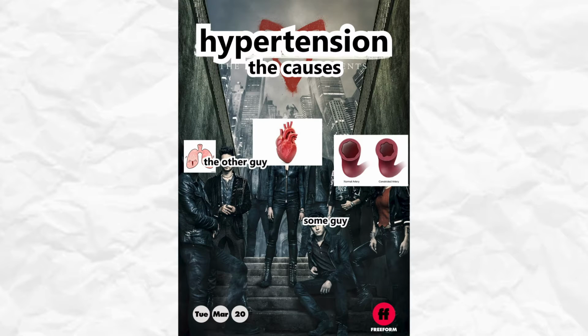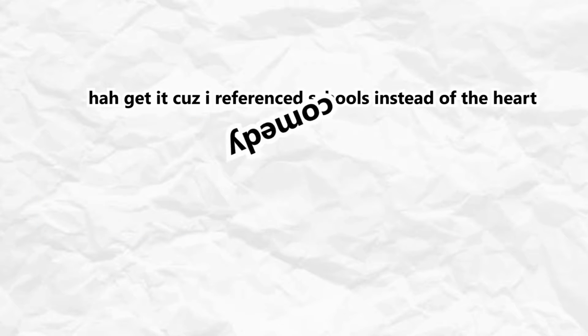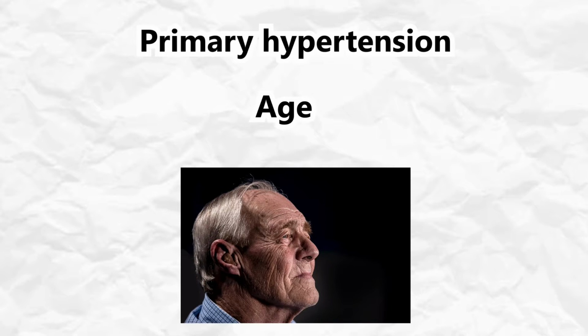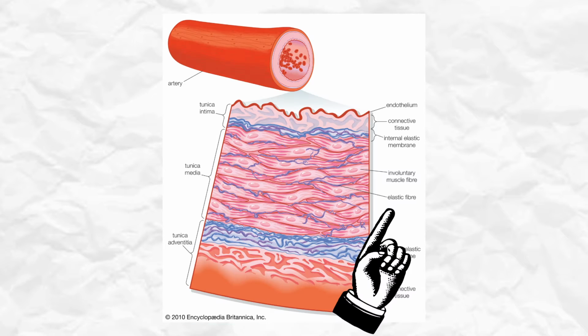Now, since we've got hypotension out of the way, let's talk about hypertension. There's 2 types of hypertension, primary hypertension and secondary hypertension. Primary hypertension is caused by age. As we get older, our blood vessels start to become stiffer and less compliant. This is because the elastic tissue in our arteries decreases over time. This would eventually cause an increase in blood pressure.